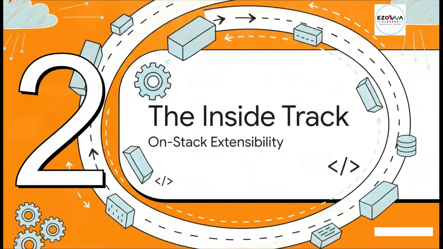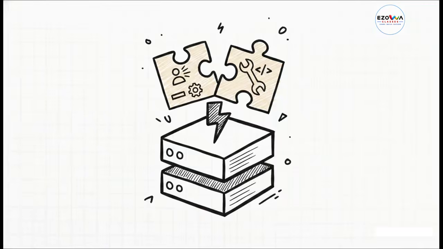Moving on to part two, the inside track. So what happens if your extension needs to be highly integrated into core business processes? Maybe it requires heavy, fast SQL access, where moving data to the cloud would just kill your performance. Here, we use on-stack extensibility, and this comes in two distinct flavors. First, key user extensibility, which is perfect for adding custom fields without writing a single line of code. And second, developer extensibility, which gives you that complex, tight coupling, but strictly in a cloud-safe way.